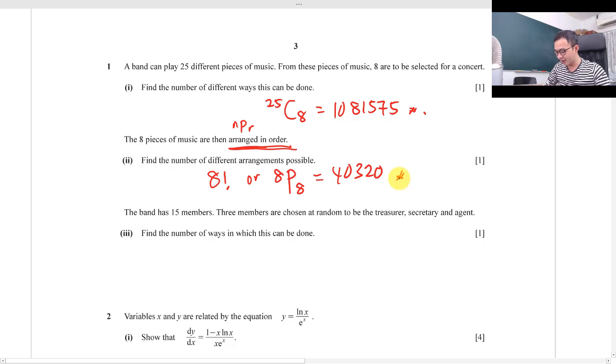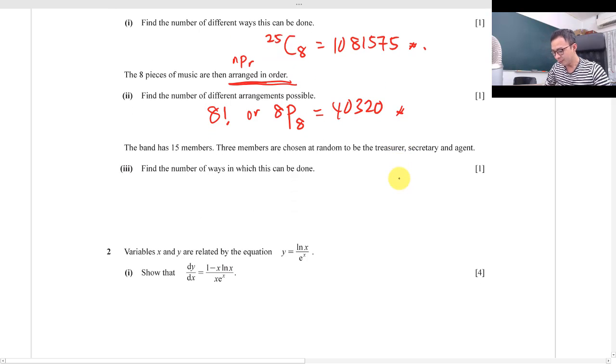The band has 15 members. 3 are chosen to be treasurer, secretary, and agent. Find the number of ways this can be done. Basically, I have 15 members and I want to choose any 3 of them to arrange for treasurer, agent, and secretary. I guess this is my answer: 15P3. So you will get the answer.